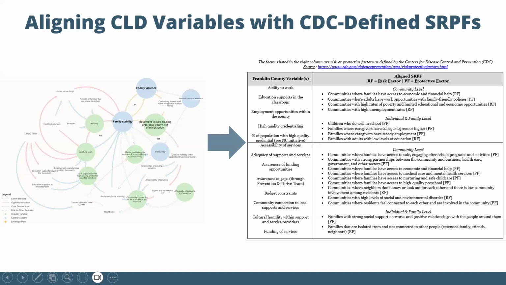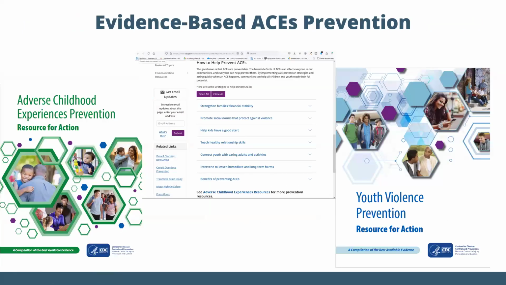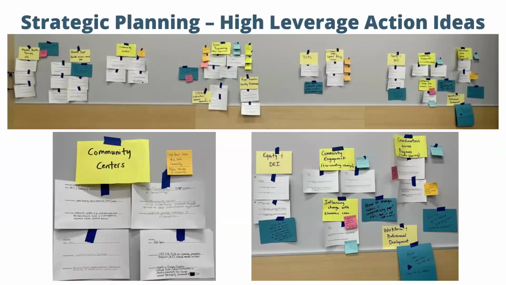And we do this because the CDC has a lot of resources about evidence-based ACEs prevention. So we use this as a starting point for them to start brainstorming action ideas. So these are the 3 resources that they start off with. We give them a whole list of resources, but just so that it's not overwhelming, they start off with these 3 as they're brainstorming. Then for strategic planning, they're thinking through these high leverage action ideas.